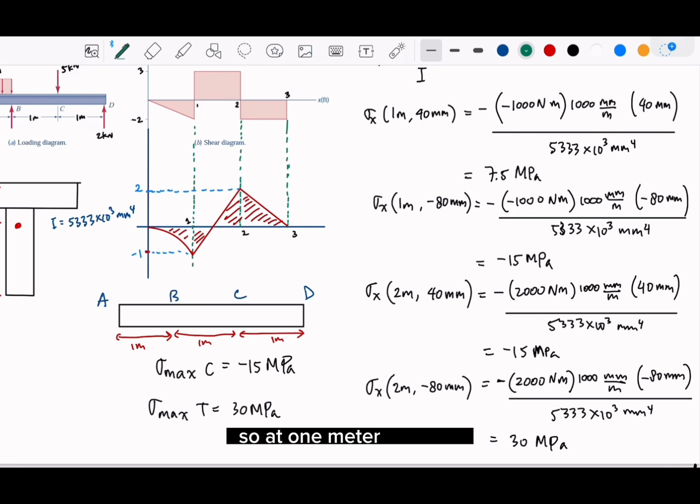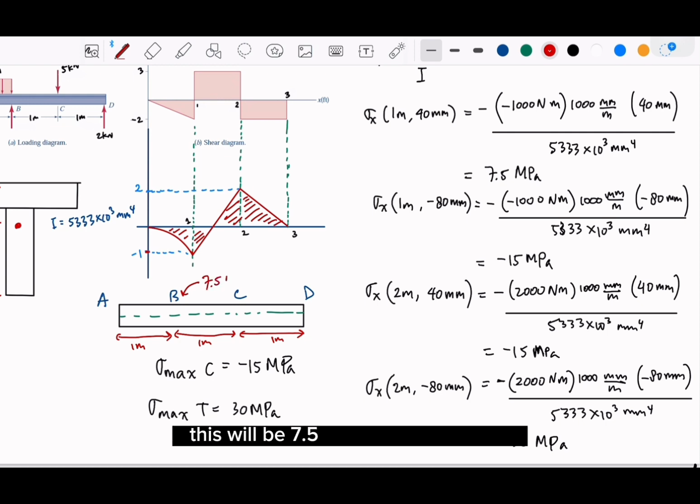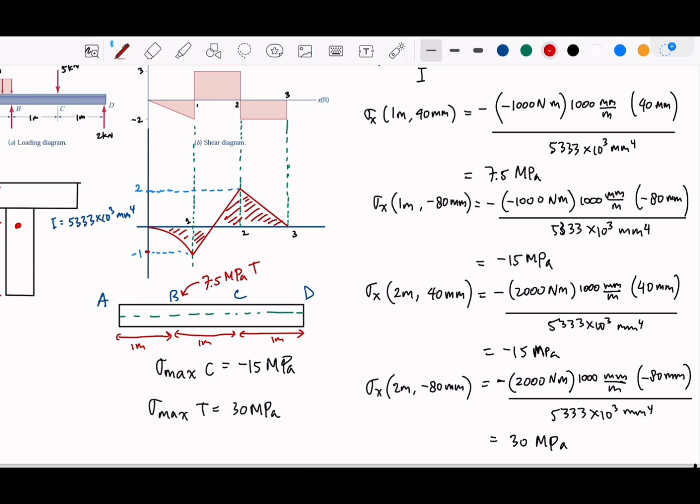So at 1 meter, this is the neutral axis, we have 7.5 and 15. So 7.5 will be a tension. So let me write here, let me write more clear, for the neutral axis. So at B, at 1 meter, this will be 7.5 megapascal tension. Okay. And at compression here, this will be negative 15 compression.